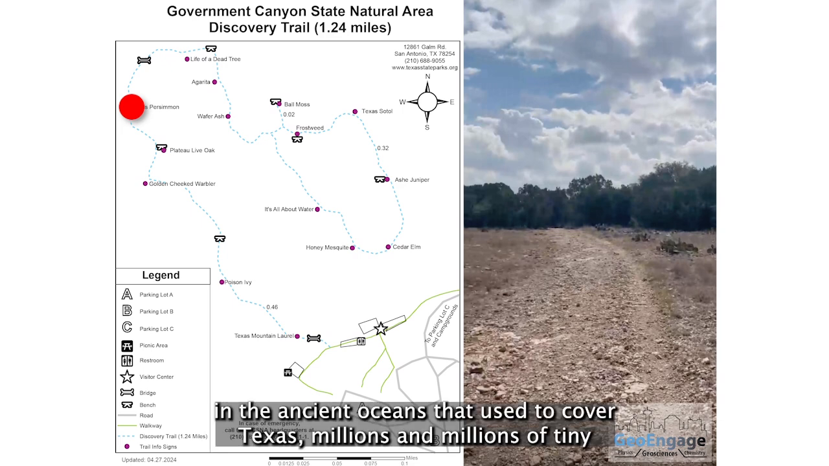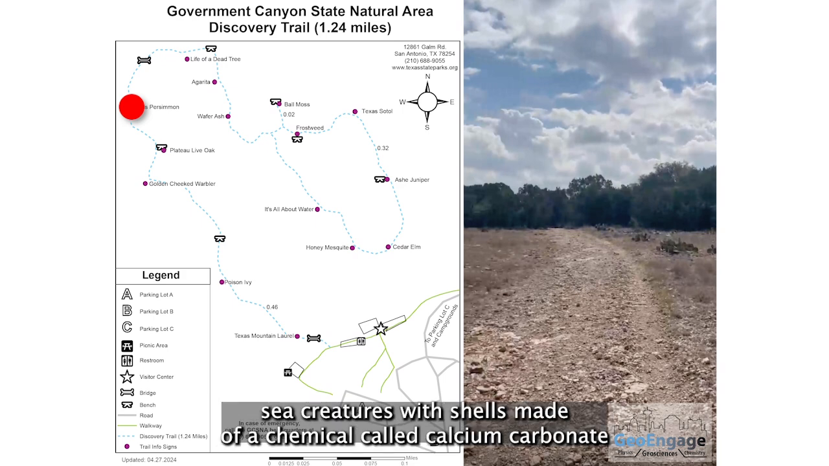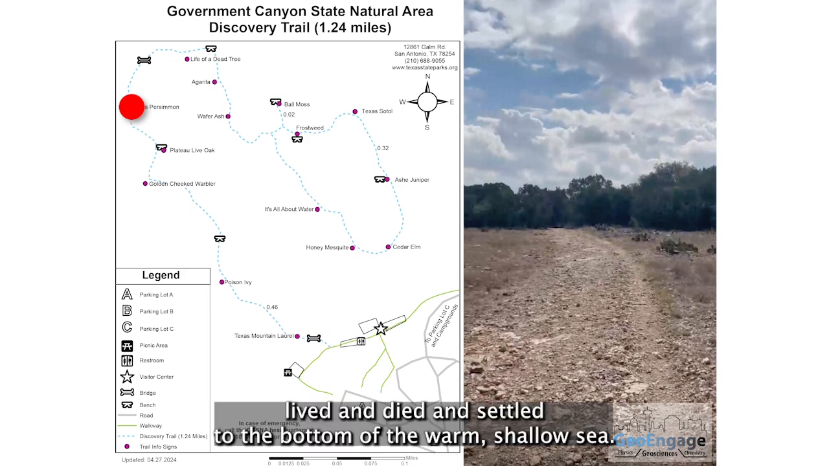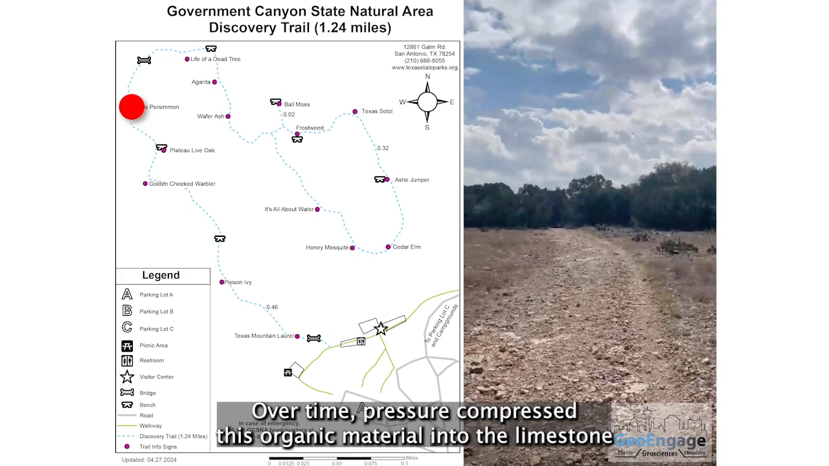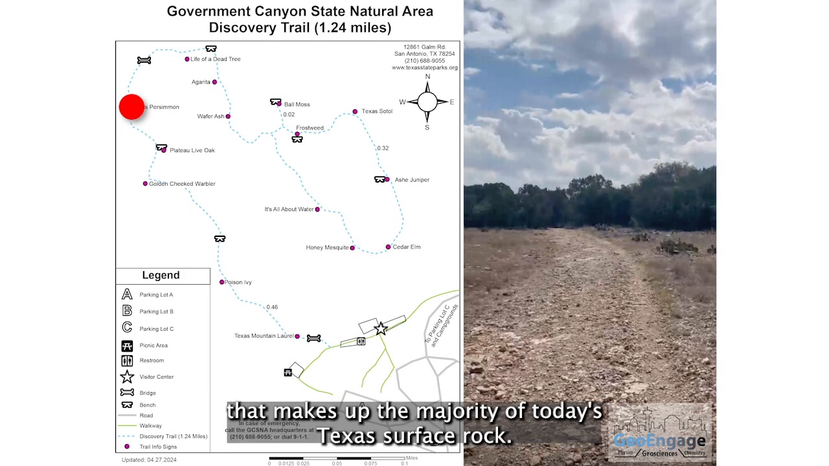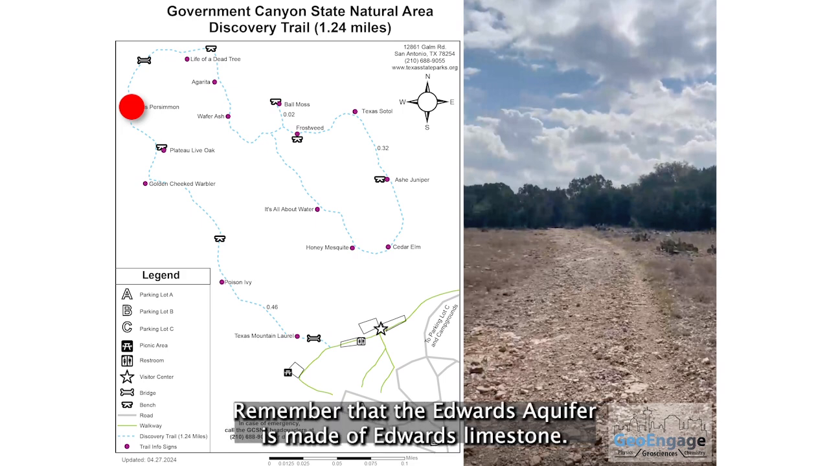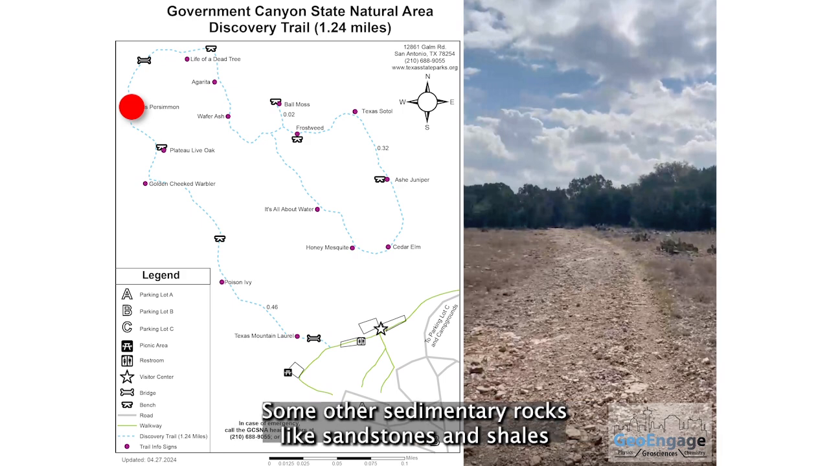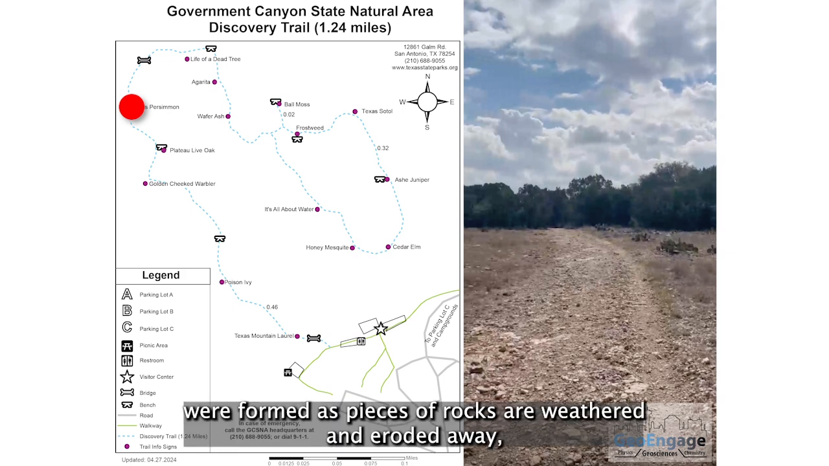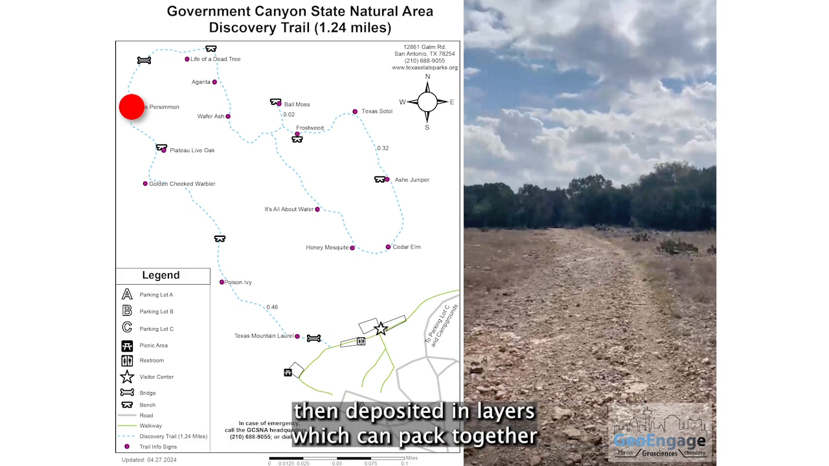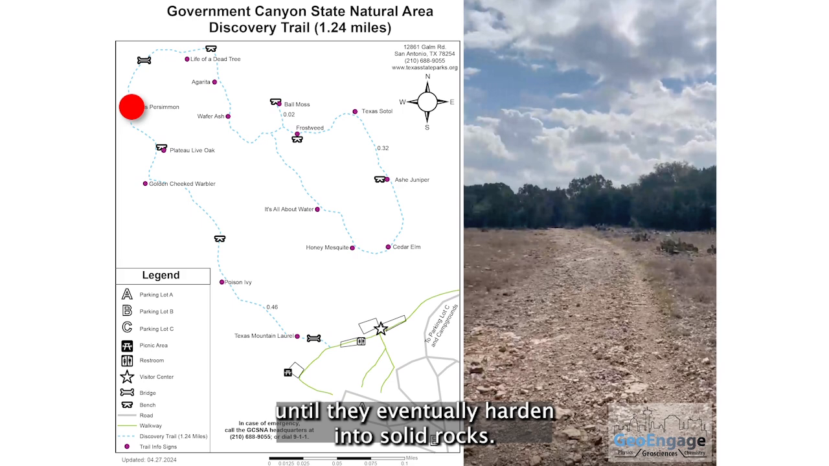In the ancient oceans that used to cover Texas, millions and millions of tiny sea creatures with shells made of a chemical called calcium carbonate lived and died and settled to the bottom of the warm, shallow sea. Over time, pressure compressed this organic material into the limestone that makes up the majority of today's Texas surface rock. Remember that the Edwards Aquifer is made of Edwards limestone. Some other sedimentary rocks like sandstones and shells are formed as pieces of rocks are weathered and eroded away, then deposited in layers which compact together until they eventually harden into solid rocks.